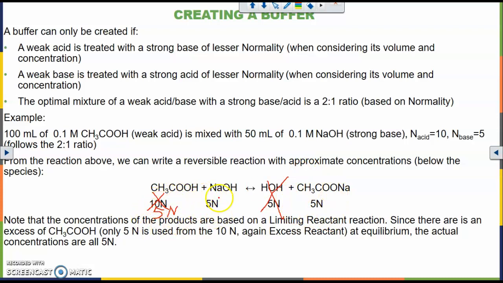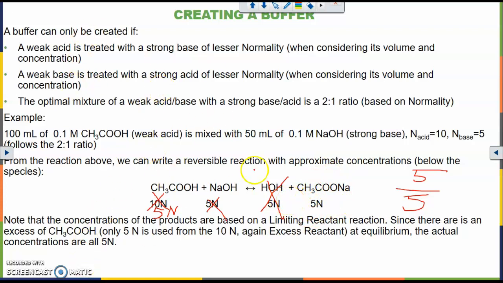Now, what happens at equilibrium? Ladies and gentlemen, there is no sodium hydroxide left. Why? This is the limiting reactant, so you have 0 of that. So what is the ratio between the conjugate base and the acid? It's 5 to 5, a 1 to 1 ratio. Again, obviously this is all used up. At the end, the limiting reactant is always going to be used up, and the excess reactant is going to be left over. I hope that this makes a lot of sense.